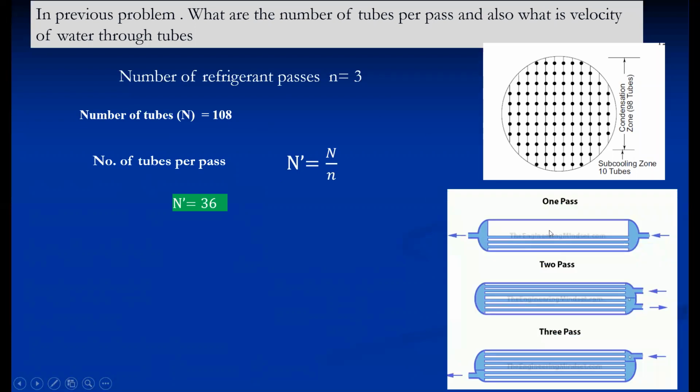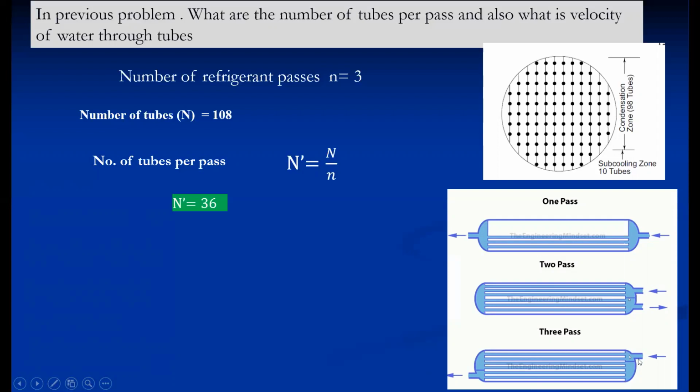Now pass means there are a number of passes. This is a single pass, we can say. This is a double pass. Double pass means this is one pass, and again it returns, that is the second pass. In a 3 pass system, this is one pass, then the return pass is pass number 2, and this is the third pass.